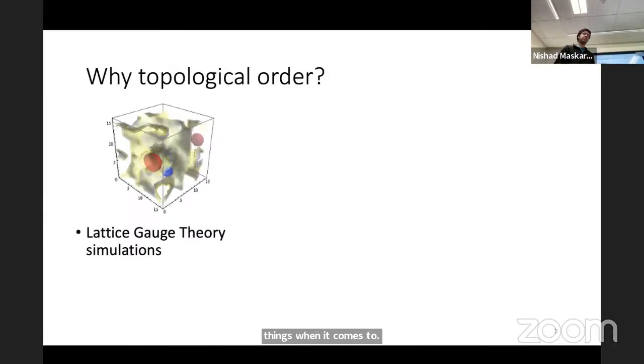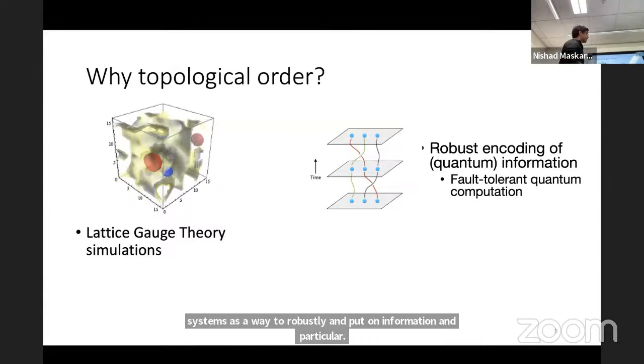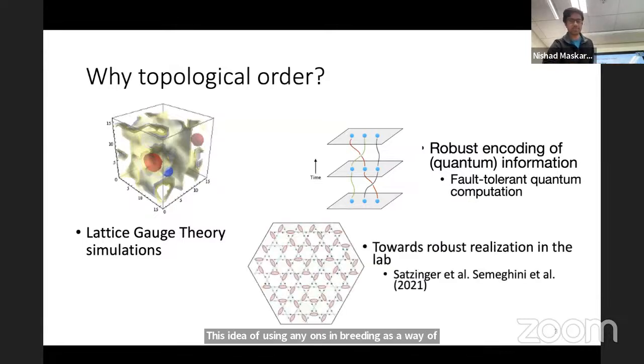On the application side, some of the reasons we're interested in studying and understanding topological order are useful applications like performing lattice gauge theory simulations. Many of the things we're going to discuss today are going towards performing useful quantum simulations of lattice gauge theories and other things that appear in other areas of particle physics. There's also a lot of interest in using topologically ordered systems as a way to robustly encode quantum information. In particular, there's the idea of using anyons and braiding as a way of doing fault-tolerant quantum computation.